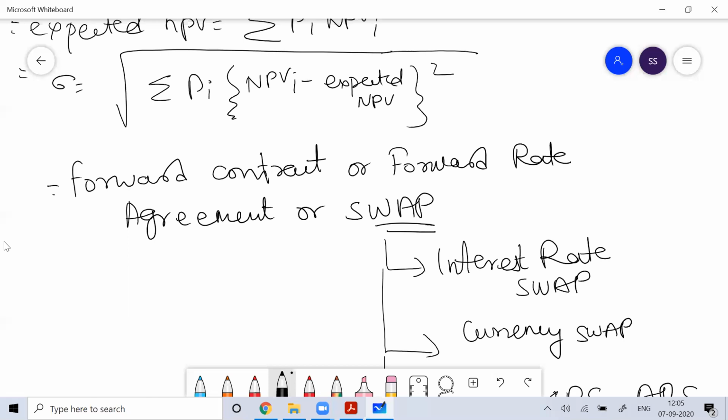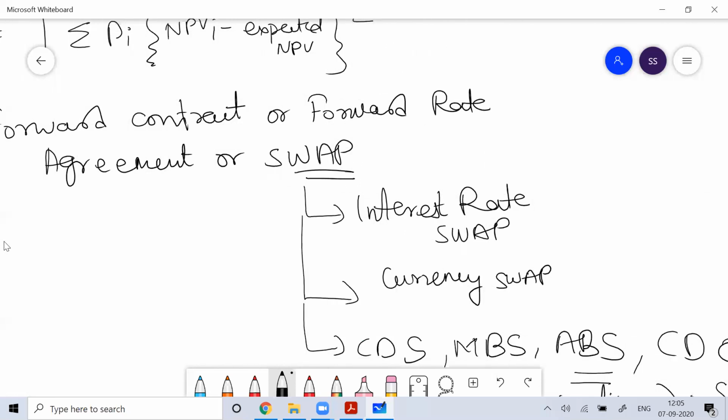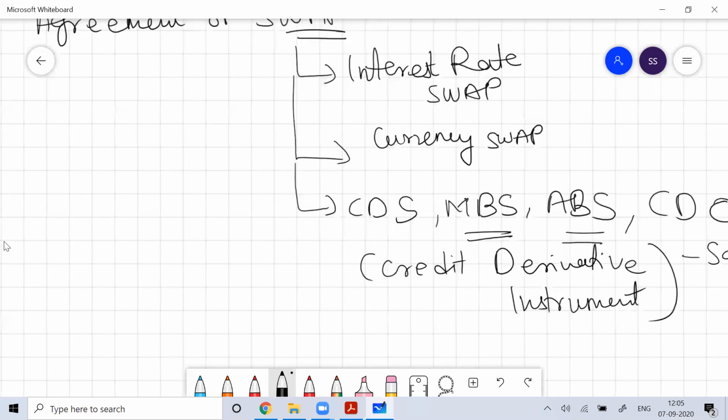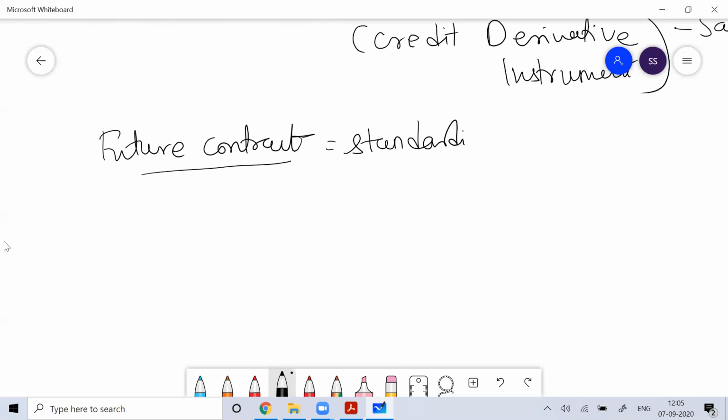This problem of default risk in a forward contract was minimized when we introduced the futures contract. When we introduced the futures contract, that concern of default risk was gradually minimized, because a futures contract is basically a standardized forward contract on an exchange.